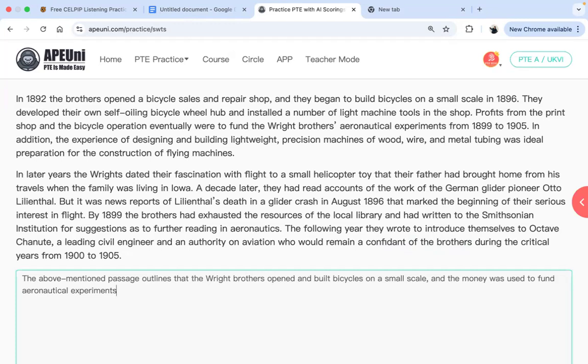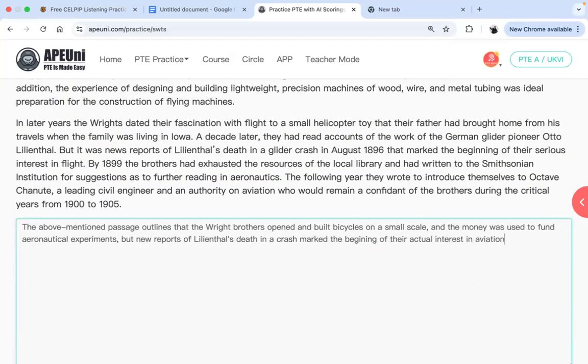Then we can say aeronautical experiments, but news reports of this person Lilienthal's death in a crash marked the beginning of their actual interest. What is written there? Serious interest. What am I writing? Actual interest in, I can say aviation. Flight and aviation mean the same. How many words? 43 words. Maybe I'll write one more.